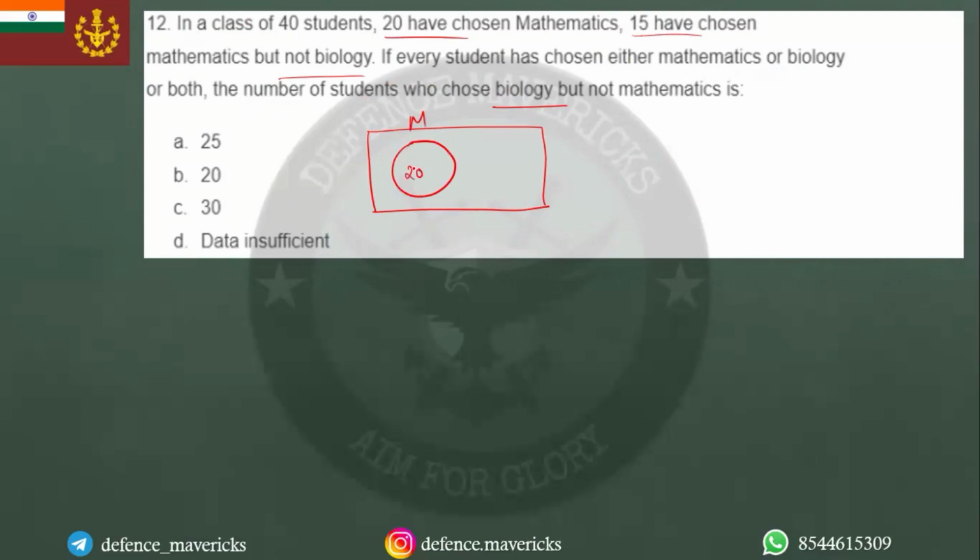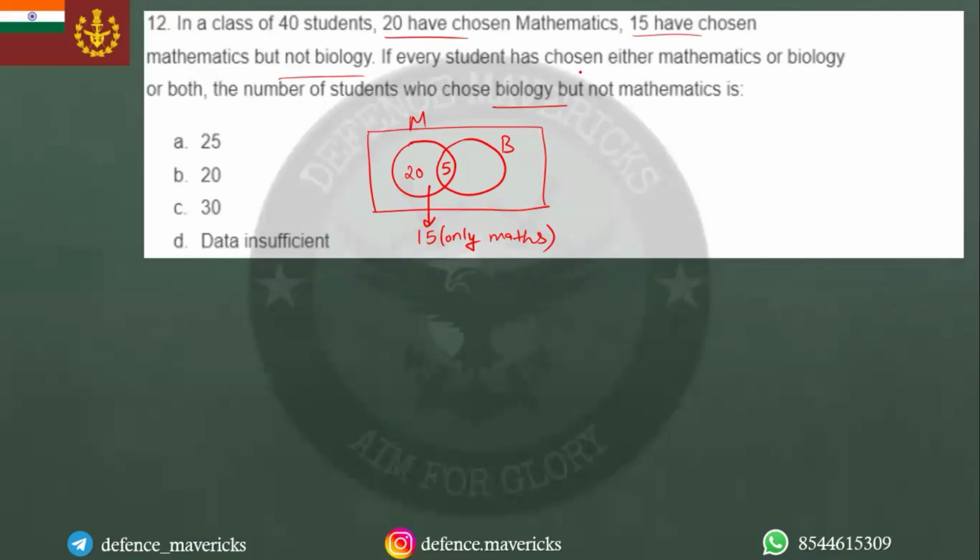ये maths है. 15 have chosen maths but not bio. मतलब अगर ये bio है, if this complete thing contains 20, then this only maths contains 15. What does that mean? That 5 are such people who have chosen maths and bio both. क्योंकि अगर ये पूरा सेट 20 है और सिर्फ इतना वाला पार्ट 15 है, ओनली मैथ्स वाला, that means this 5 is the common number, right?